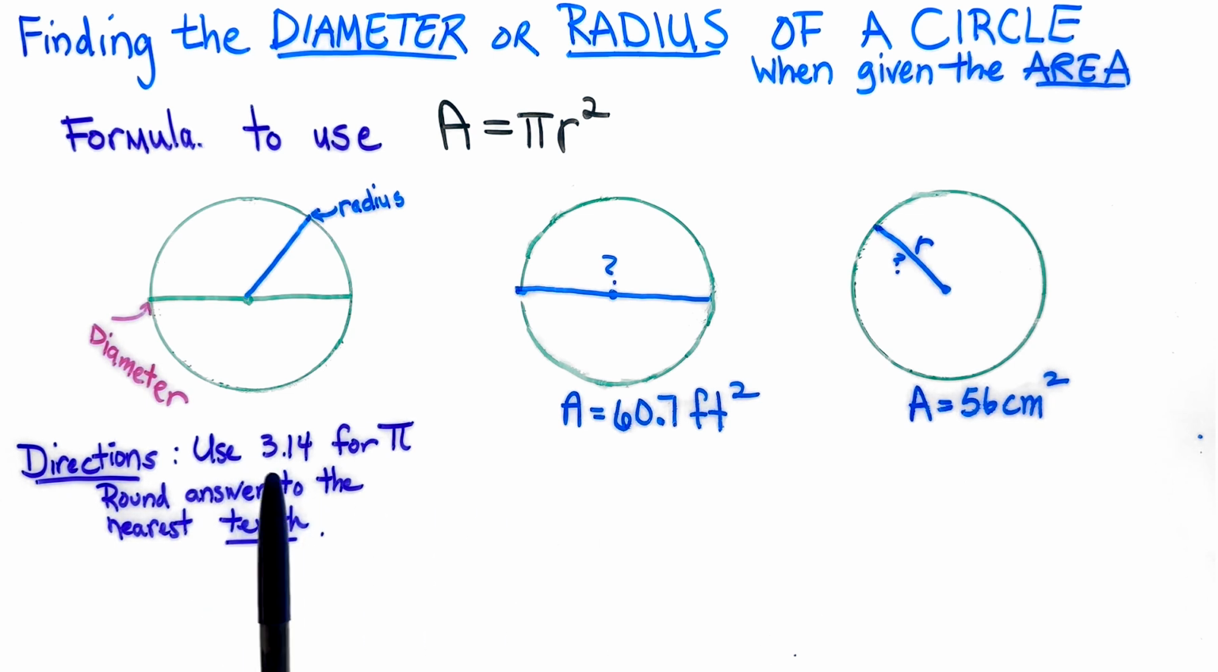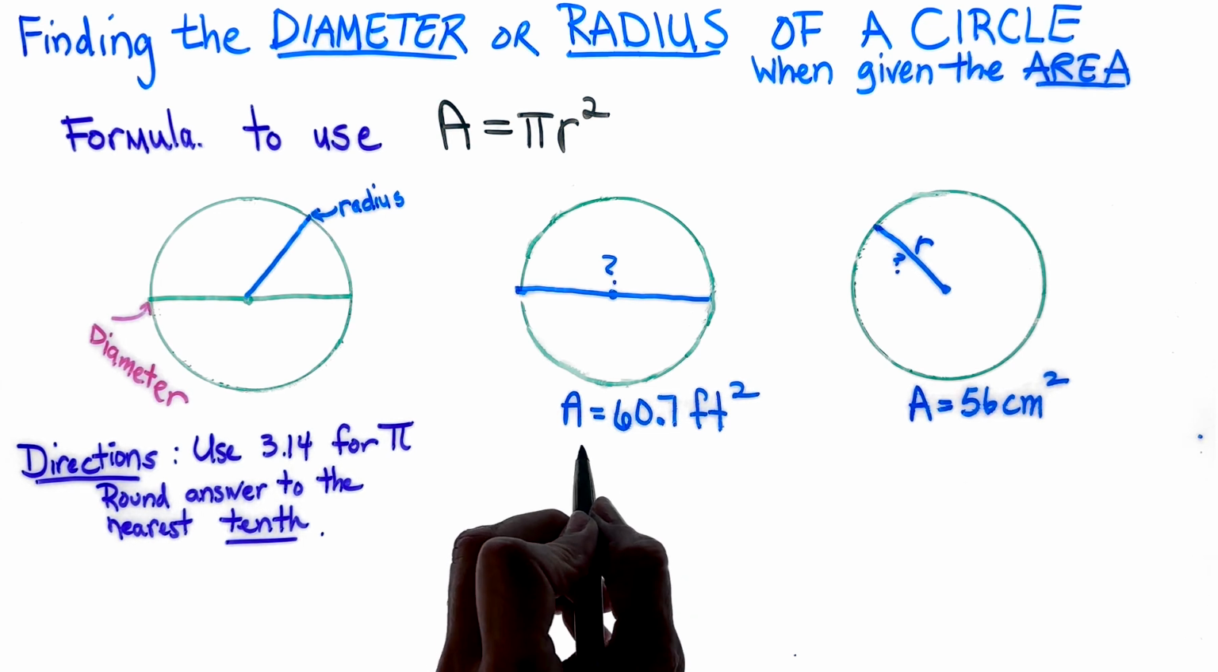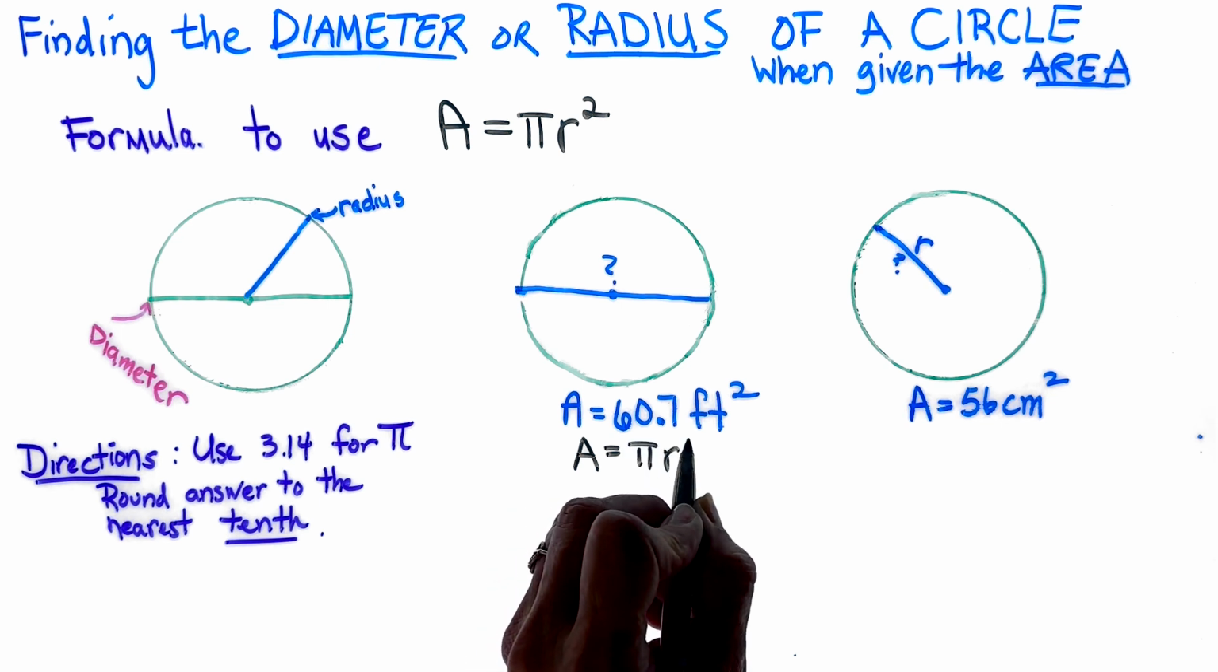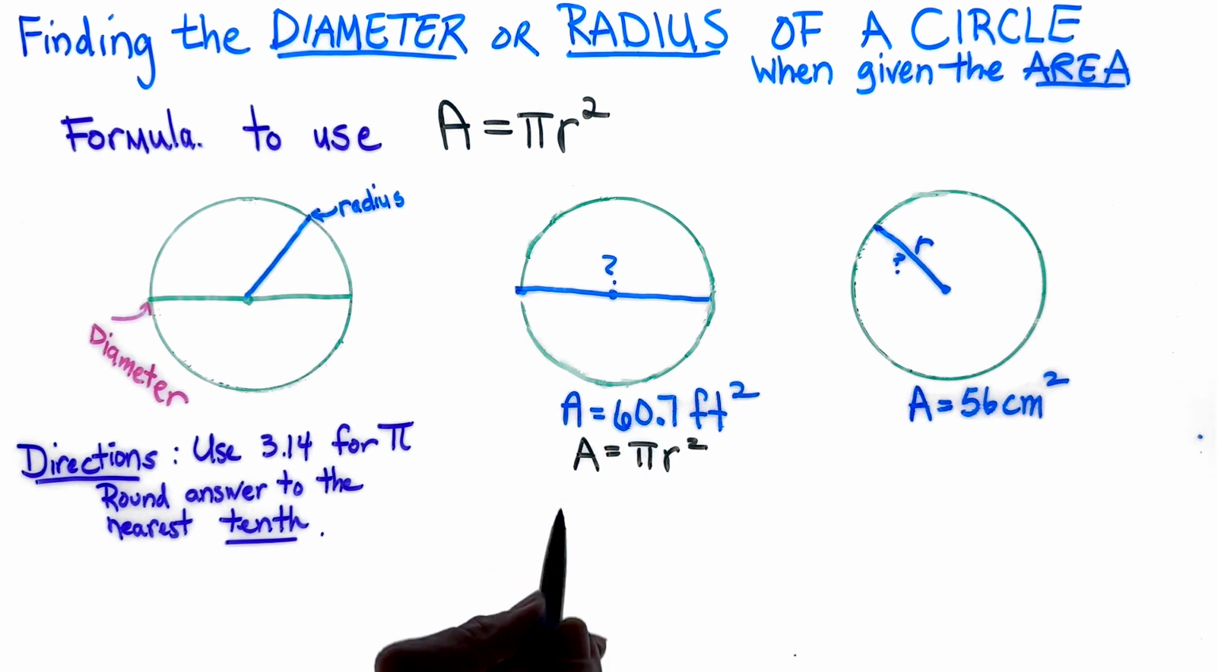For our directions, we're going to use 3.14 for pi, and when we're done, we will round our answer to the nearest tenth. So looking at this formula, we will always write it down. So we put our values in the right places. So area is equal to pi r squared. Well, they gave us the area.